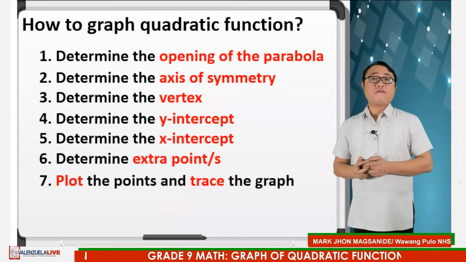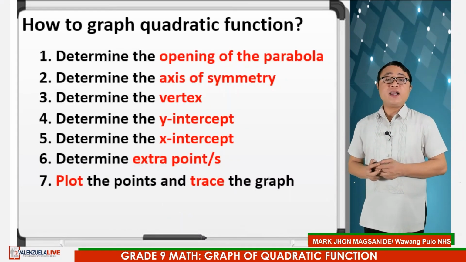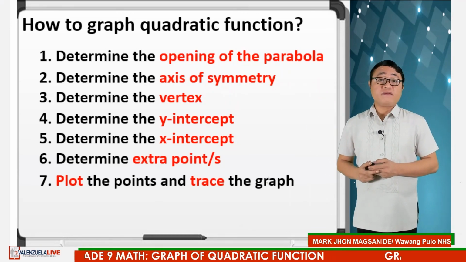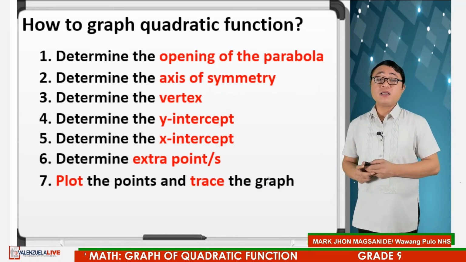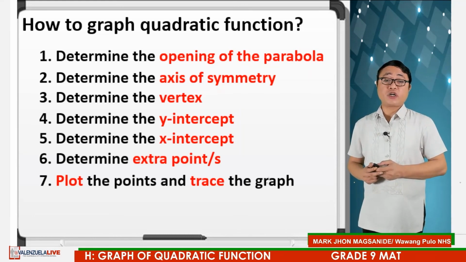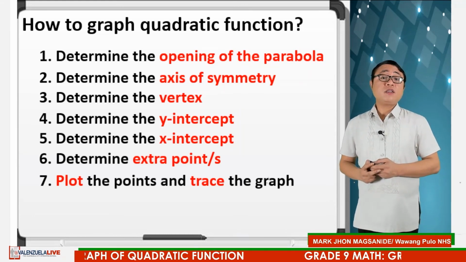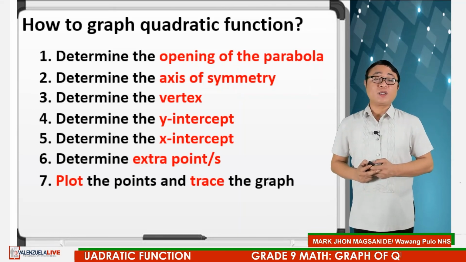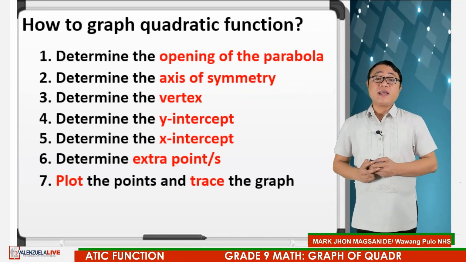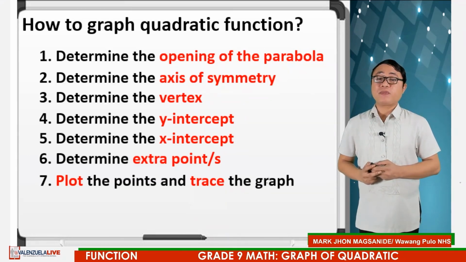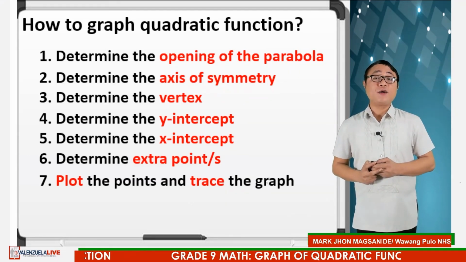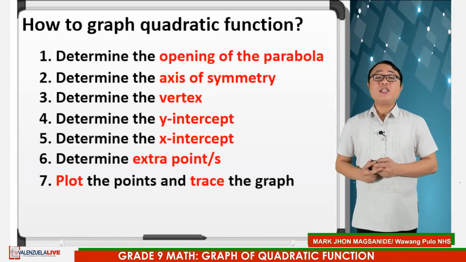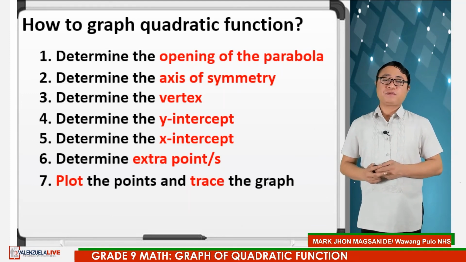To graph a quadratic function, follow these steps. First, determine the opening of the parabola. Second, determine the axis of symmetry, followed by determine the vertex. Next, determine the y-intercept. Next, the x-intercept. And then determine extra points. When it is completed, plot these points and trace the graph.